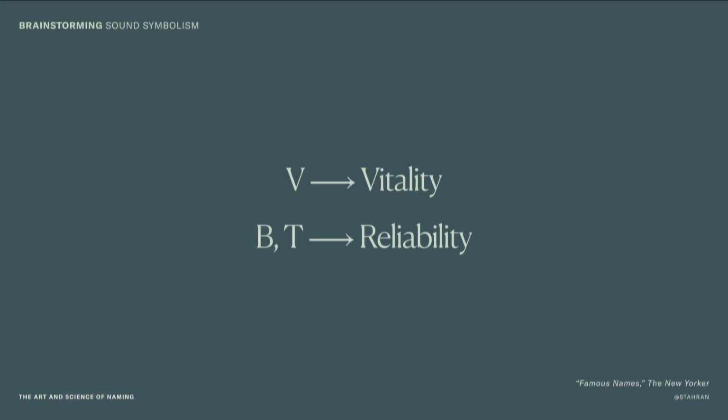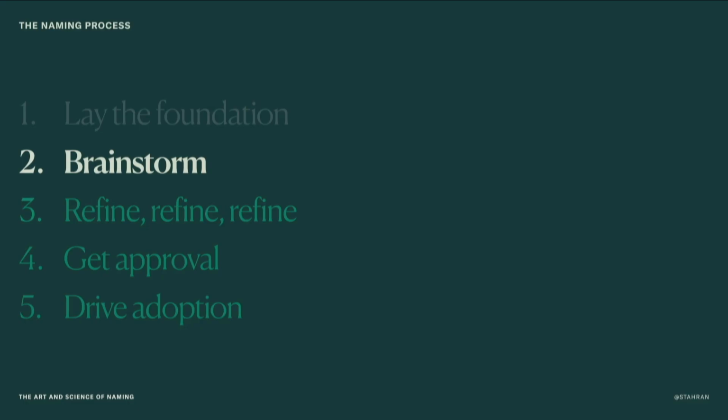Oh, and also, when it comes to sound symbolism, V normally invokes the meaning of vitality or liveness. B and T normally imply things like reliability. Okay, so now back to the brainstorm.